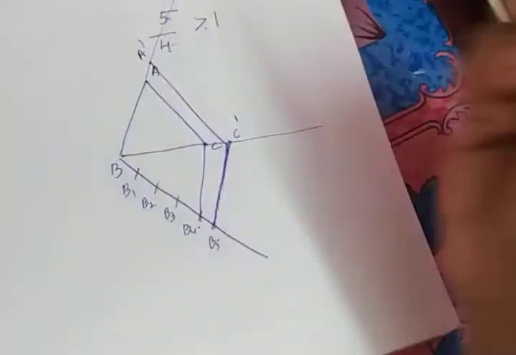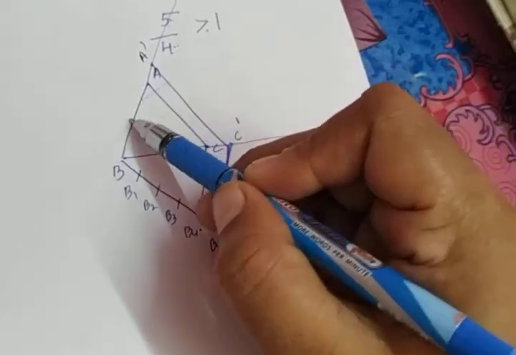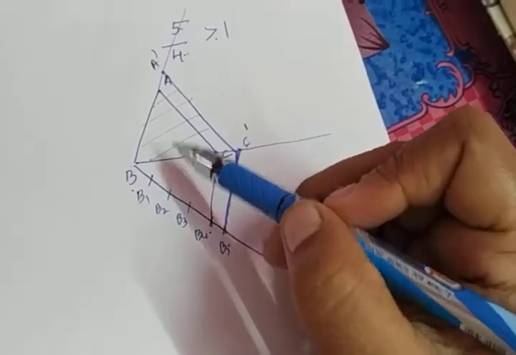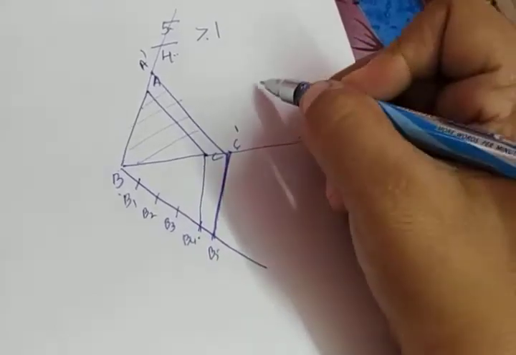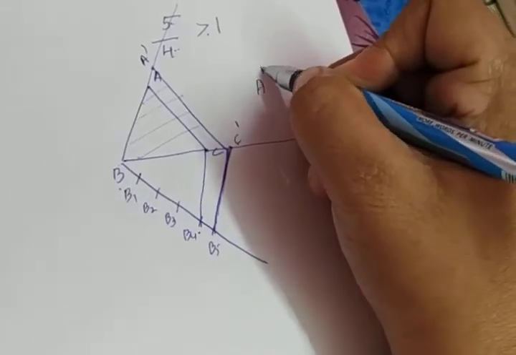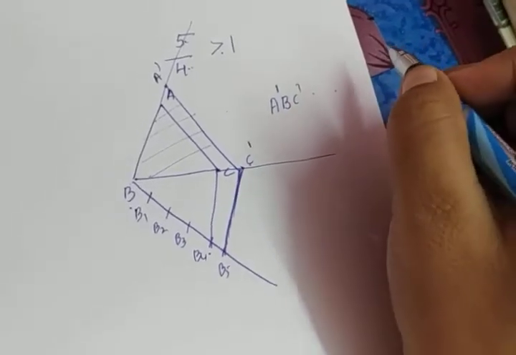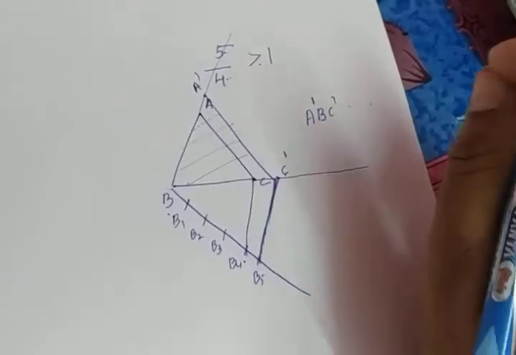Let it be A dash. So this will be the required triangle. Which triangle? A dash, B, C dash. We are getting a triangle bigger than the original triangle. And at last, for your answer, you have to write that the triangle A dash, B, C dash is the required triangle. Then only you will get the full mark. That completes your answer.